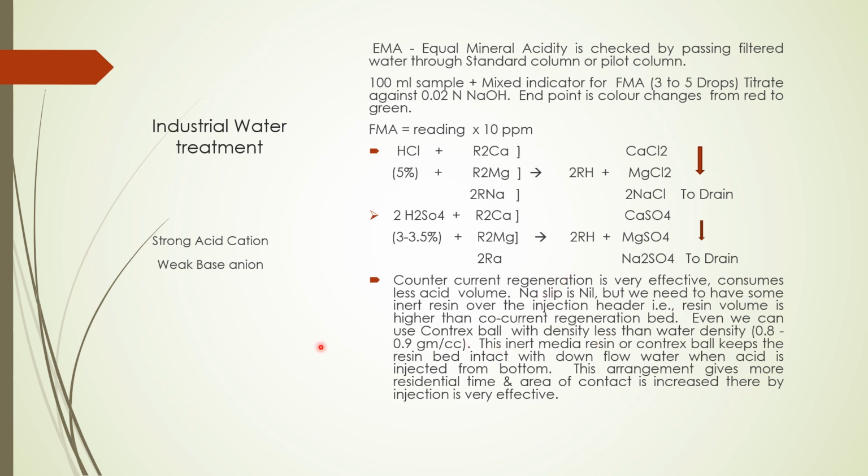In the countercurrent regeneration, the inert resin placed over the injection header will not get regenerated. So during the fifth or seventh regeneration, when the backwash is given, that inert resin will get mixed with the normal exhausted resin. So to regenerate the total volume, we have to use twice the amount of the normal regenerant quantity.